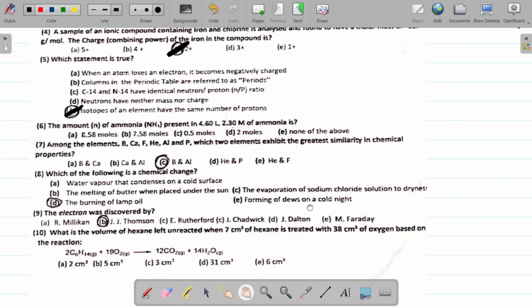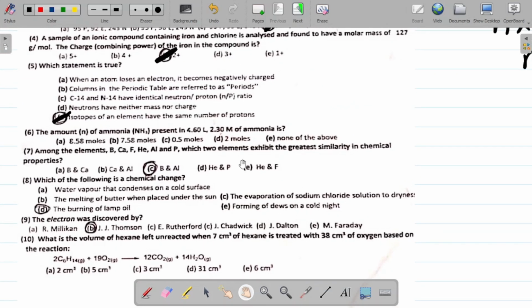What is the option there? 10.58. So it's not here. So the answer becomes none of the above, right? There's no 10.58. A is 8.58, 7.58, 0.52. The answer is E, none of the above. All right.